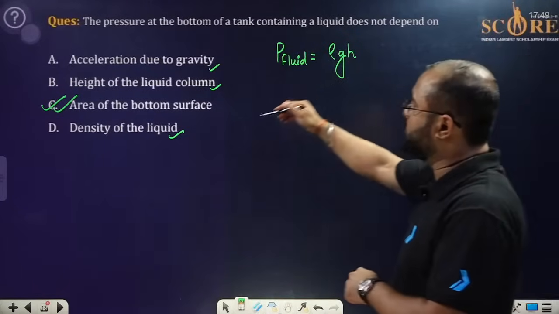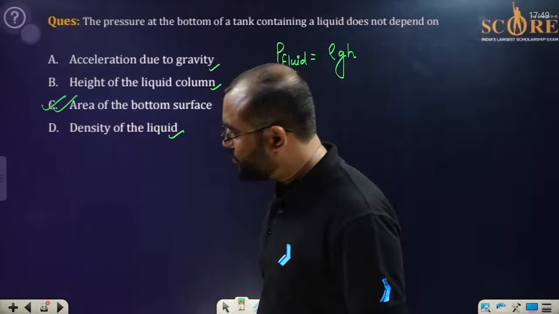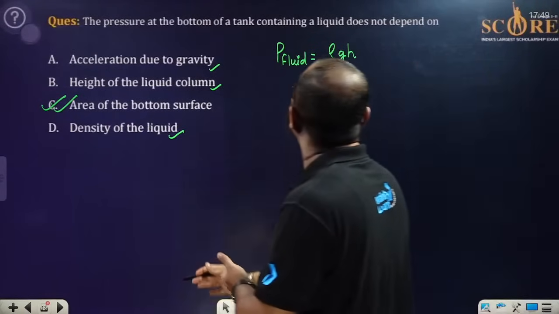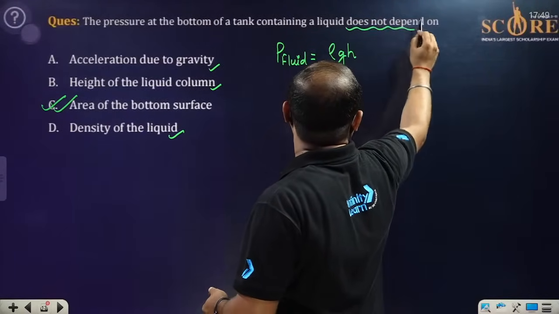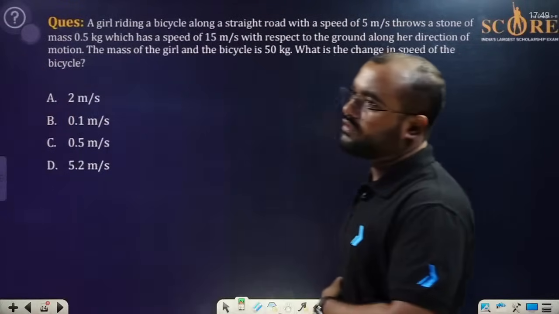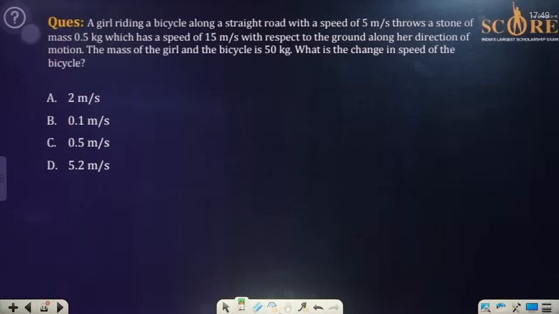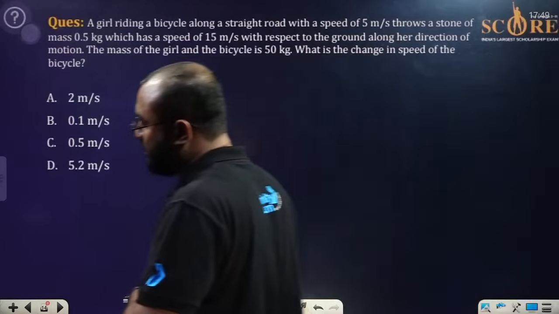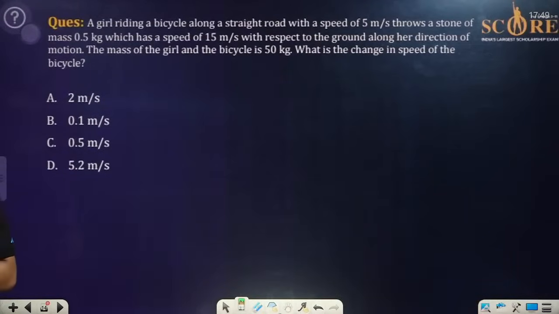According to this formula, it doesn't depend on the area. Option C will be the correct answer for this. It says does not depend. Let us move forward. What is going to be the answer for this? Again, the law of conservation of momentum will be applicable over here, and we have to find out the answer according to this.